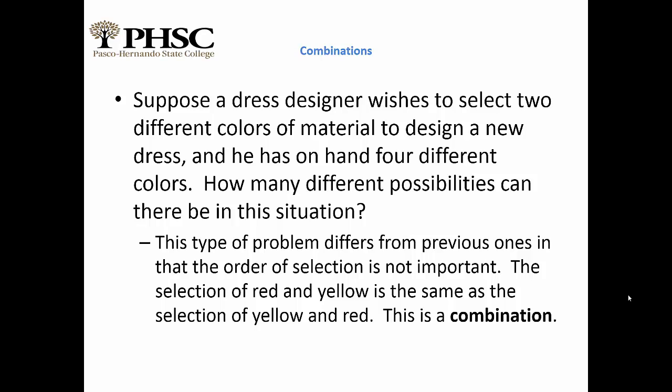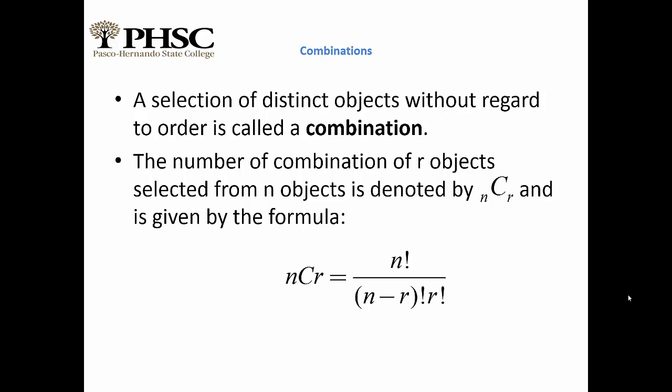And this is what we call the combination. So we don't double count it. RY would be the same as YR. The selection of distinct objects without regard to order is what we call a combination. Now, the number of combinations of r objects selected from n objects is denoted by nCr and is given by the following formula. The difference between combinations and permutations is that in permutations, RY is different than YR, and in combinations, they're considered the same thing.